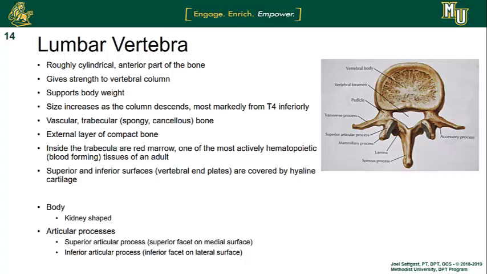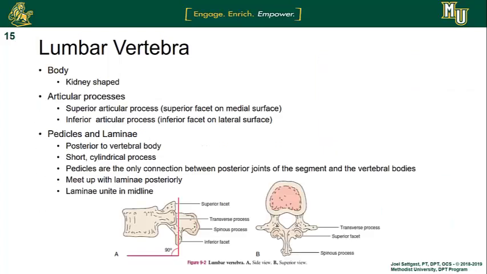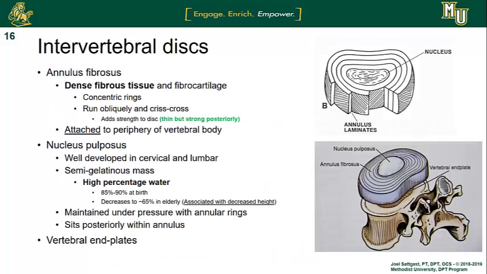The articular processes, again, you have both a superior and an inferior articular process, and those will be oriented at a 90-degree angle. From there, you see also the pedicles and lamina posterior to the vertebral body. They're short and cylindrical. The pedicles really are the only connection between the posterior joints of the segment and the vertebral bodies, and through that pedicle is often where we will see fractures, and we'll talk more about that as we get into the differential diagnosis section of this unit. When we look at the intervertebral discs, they are a source of much focus as well as debate.